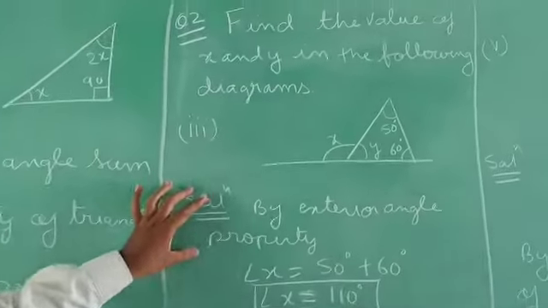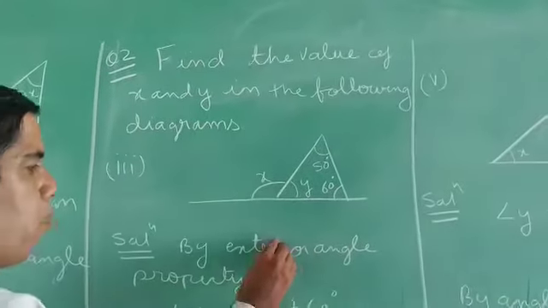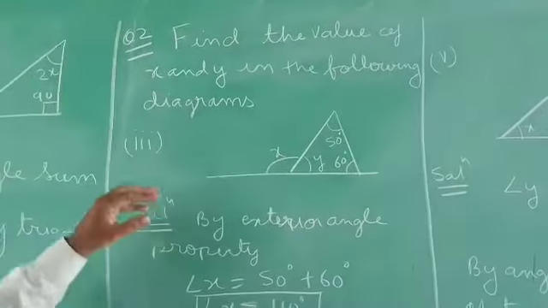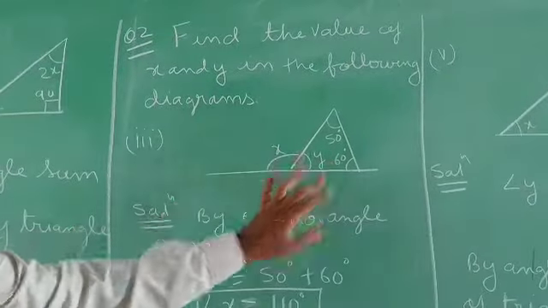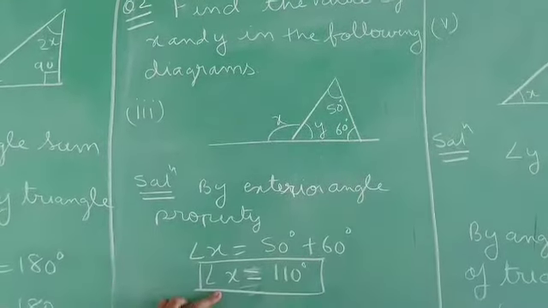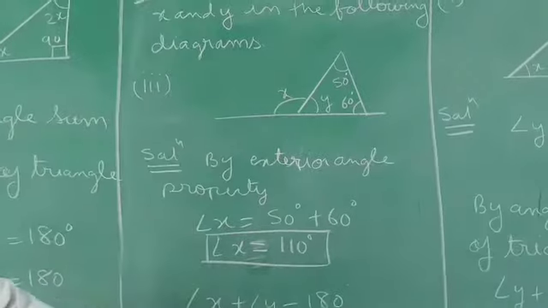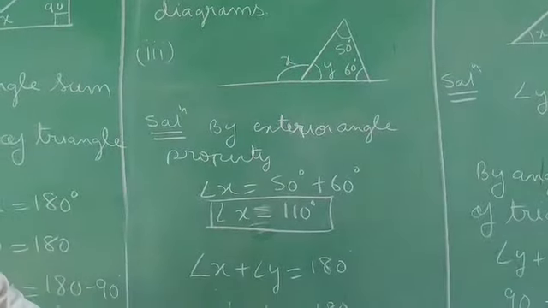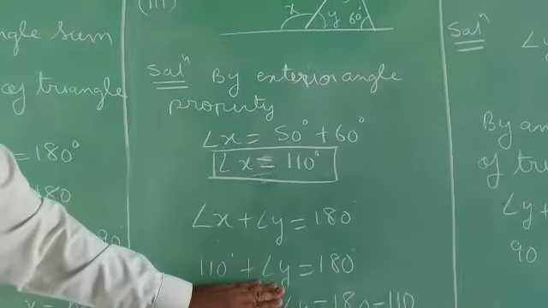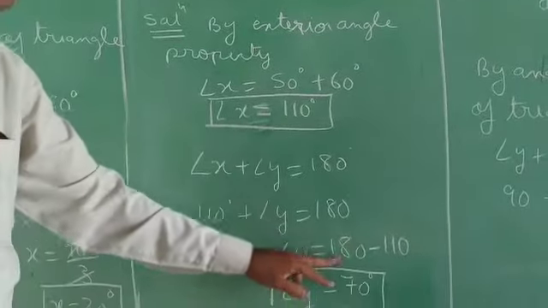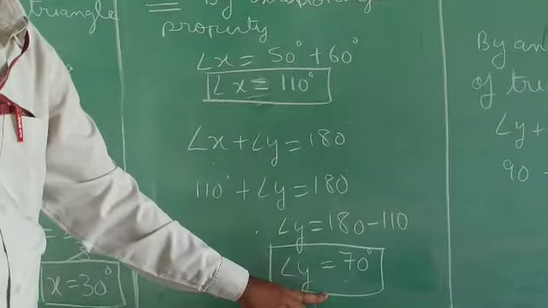Here I am using the exterior angle property. So angle x is equal to 50 plus 60. I got the answer how much? 110 degrees. And angle x plus angle y is 180 degrees. So 110 plus angle y equal to 180. So I got the answer how much? y equal to 70 degrees.